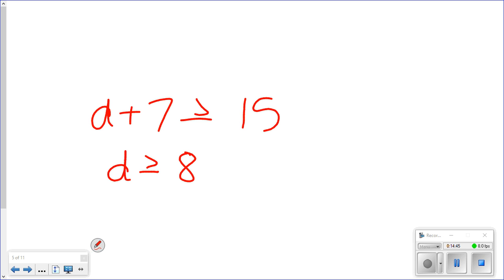So tell me, Matthew, some things D could be. 1 billion, 2 billion, 3 billion. Does it include 8? Could 8 be included? Yes, 8 could be included. What tells me that? That equal sign, right?